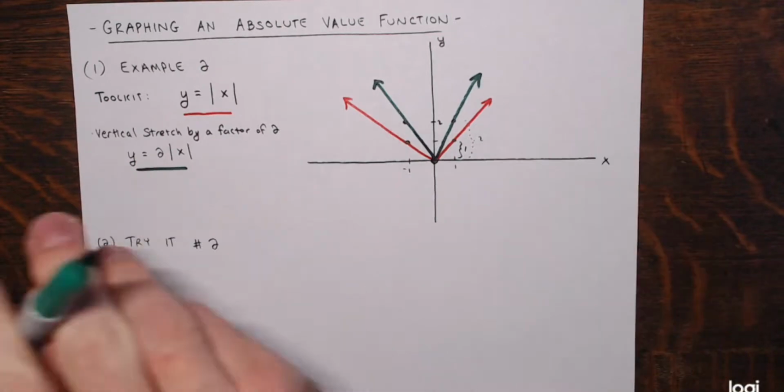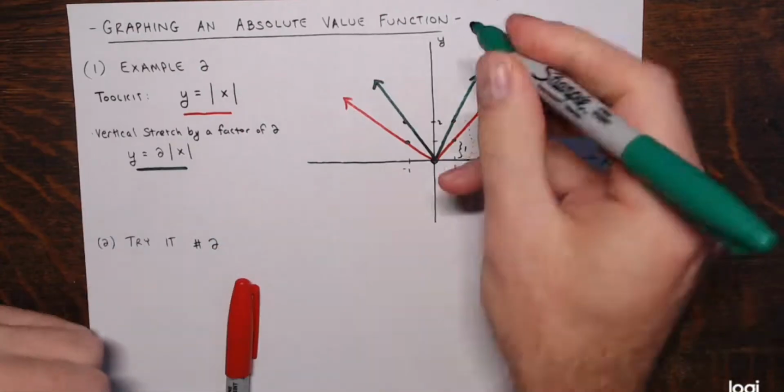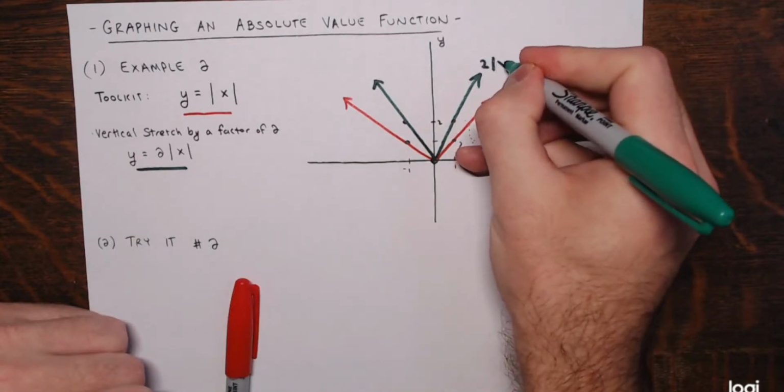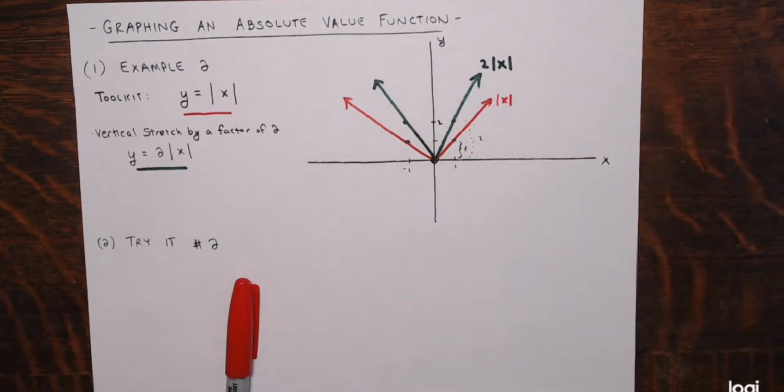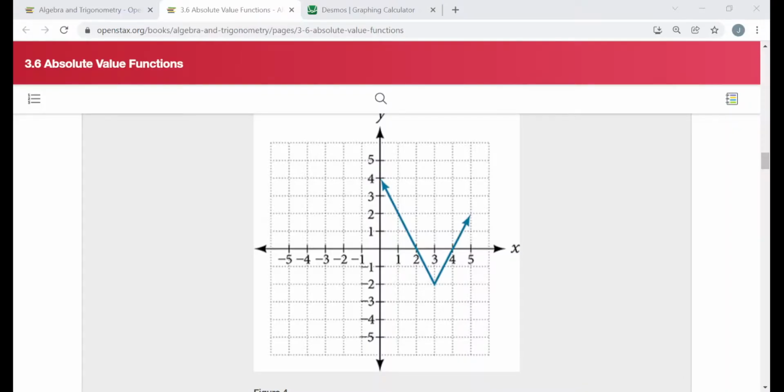So this was y equals the absolute value of x. Here's y equals 2 times the absolute value of x, a vertical stretch by a factor of 2. Then, looking back at the graph we want, instead of having the lowest point at (0, 0), it's at (3, -2). So I eventually have to move this down 2. Let me do that next.